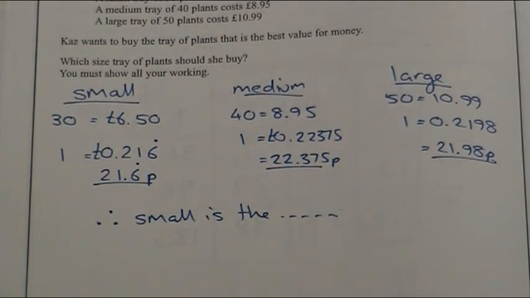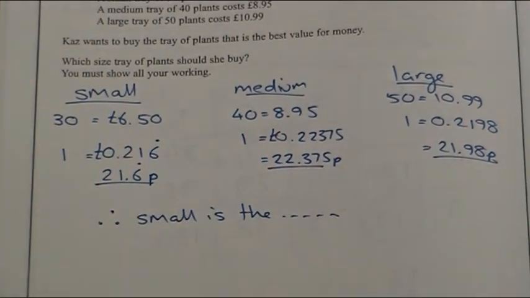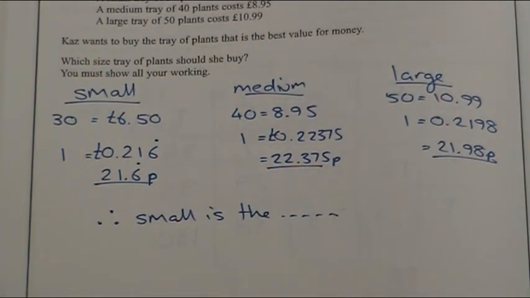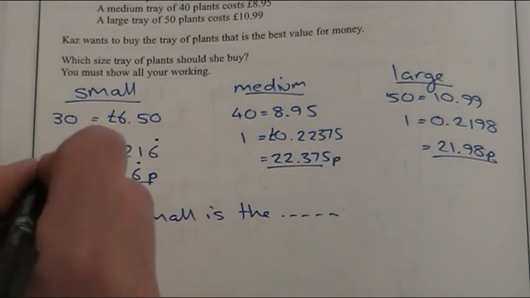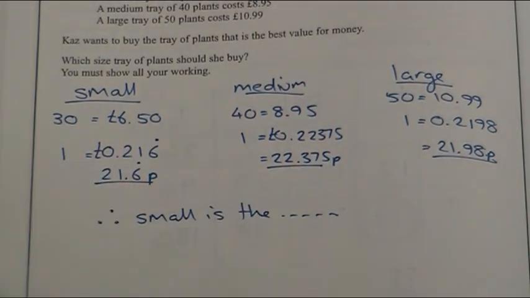That's 4 marks. Just make sure it's really clear what you are doing. If you want it to be more, you could say cost of 30, cost of 1, cost of 40, cost of 1, but that should be enough.